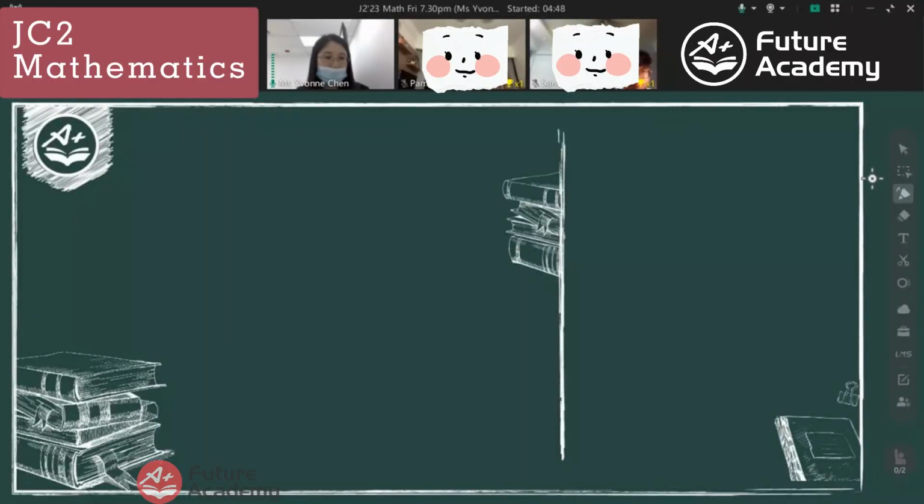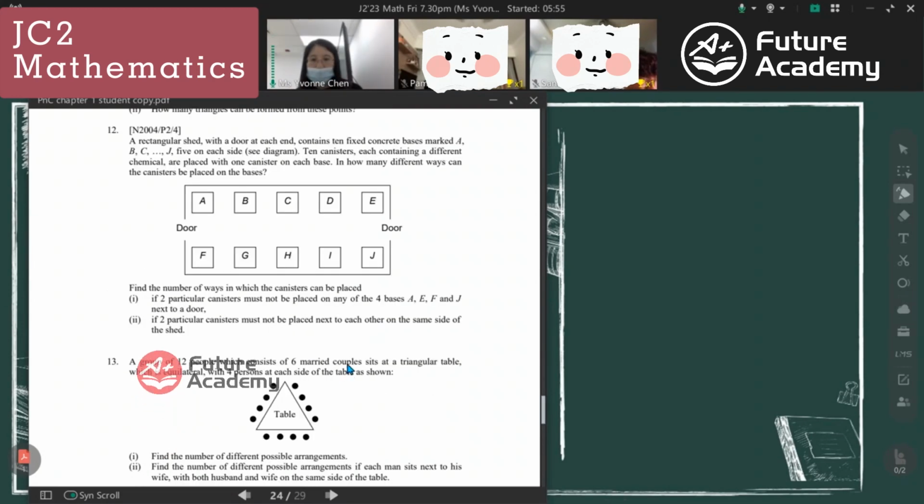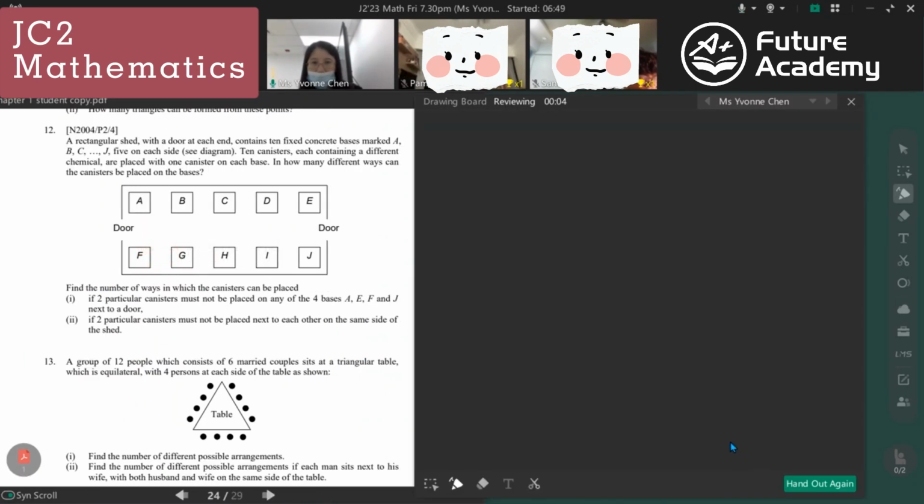And see what fit. So let me open the file first. Last week, I think the homework was the last two questions of permutation and combination. So let's look at the question here, the last questions, question 12 and question 13. Let's look at the first one, part 1.